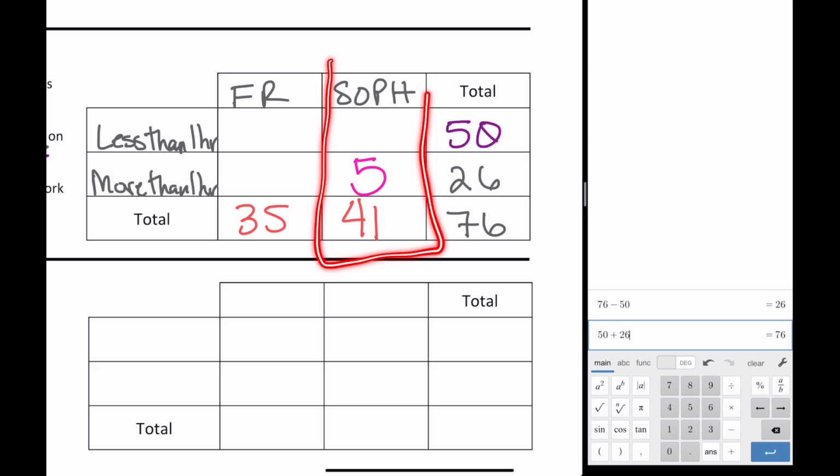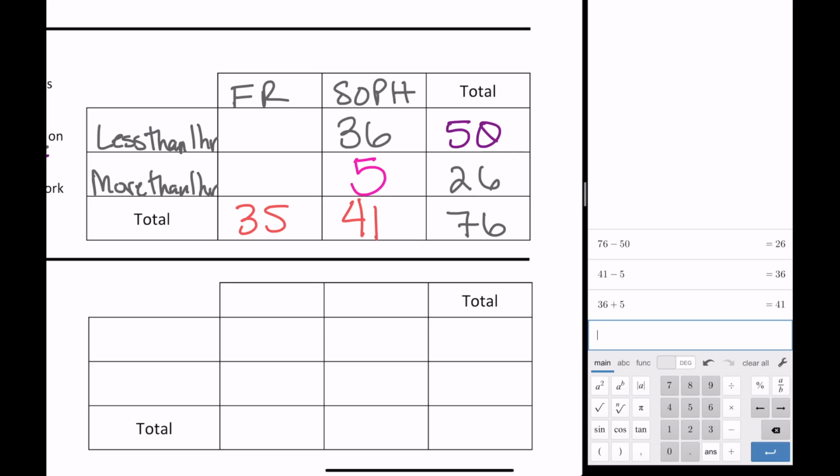This column has 2 pieces of information, so I can figure out my missing piece. What I'm trying to do is figure out what number plus 5 would give me 41. So what I'm going to do is take 41, the bigger number, minus 5, that smaller number, which gives us 36. And I can double check that. I can say 36 plus 5 does equal 41.